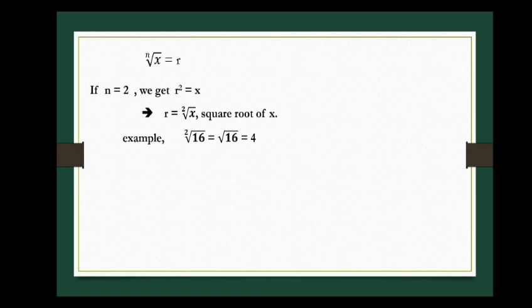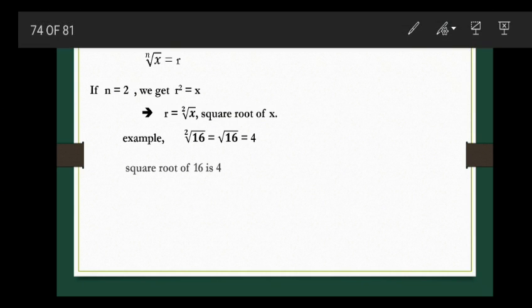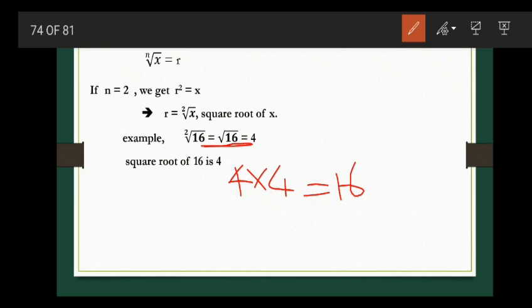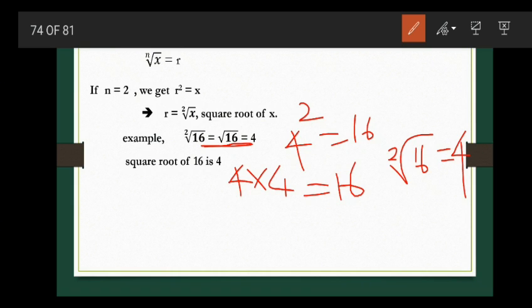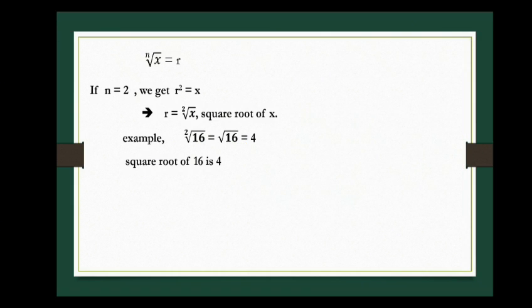An example for this one is square root of 16. Simply we can write like this also, and square root of 16 is equal to 4, which means when you multiply 4 two times, you will get 16, which is nothing but 4 square is equal to 16. This can be written as square root of 16 is equal to 4. This notation is called radical notation, and this is written as square root of 16 is 4.